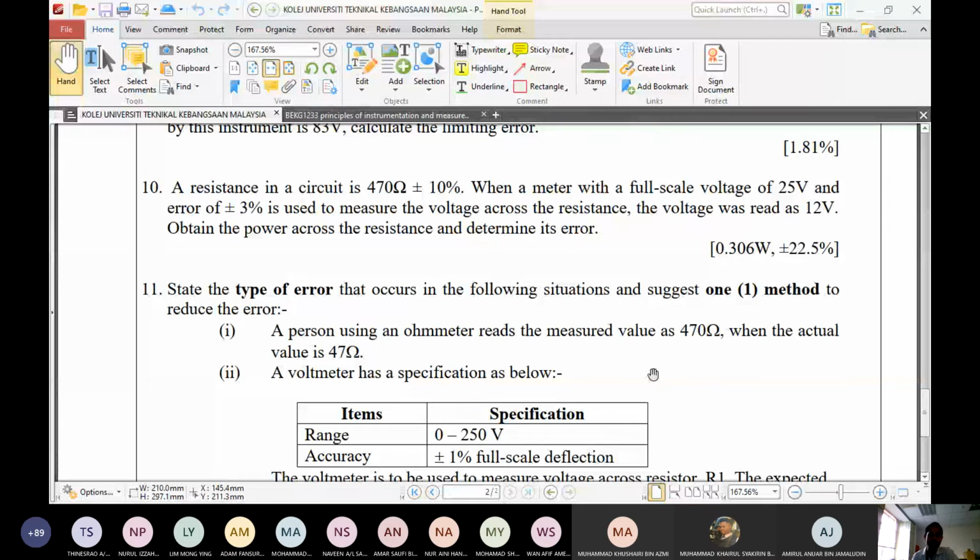Question number 10. A resistance in a circuit is 470 ohm plus minus 10%. When a meter with a full scale voltage of 25 volt, error plus minus 3% is used to measure the voltage across the resistance. The voltage was read as 12 volts. So obtain the power across the resistance and determine its error. So how do you solve this? Resistance in a circuit, when a meter with a full scale voltage, the voltage reading was 12 volt. 470 ohms.